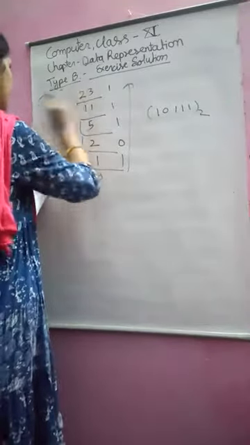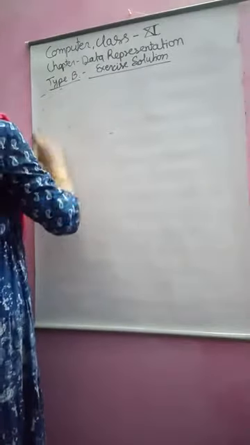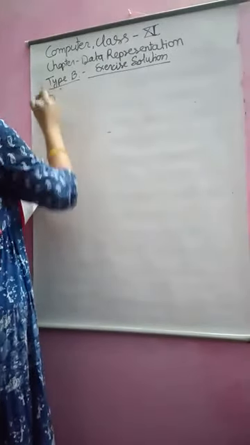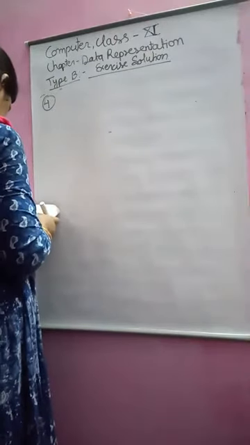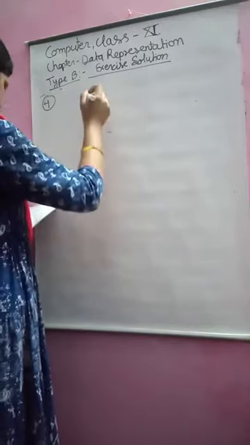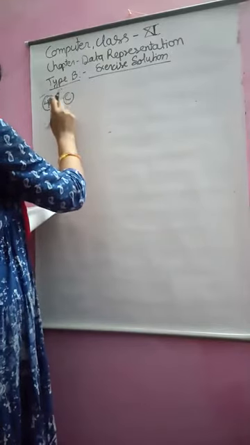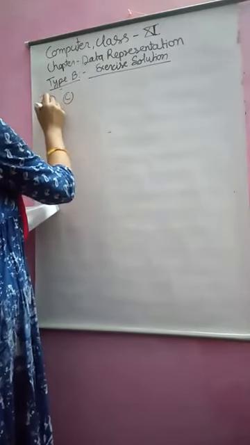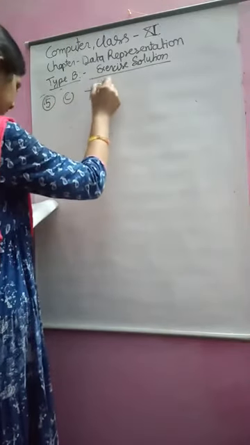Now question number 4. Convert the hexadecimal number to binary. You can do this. I am taking a big one: 5C 7AB4.